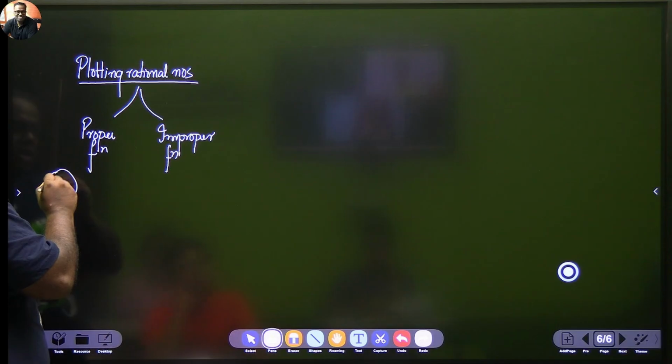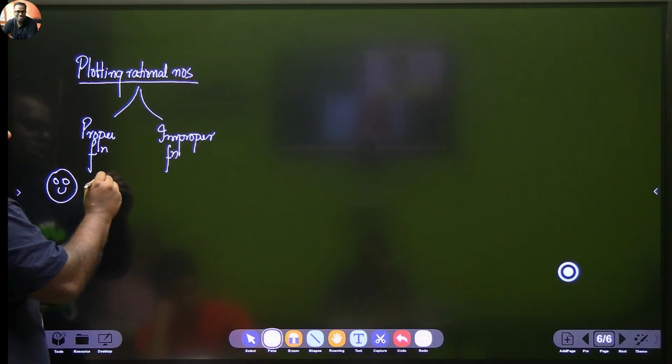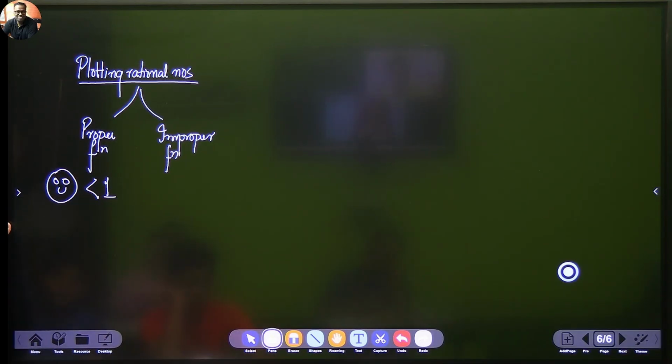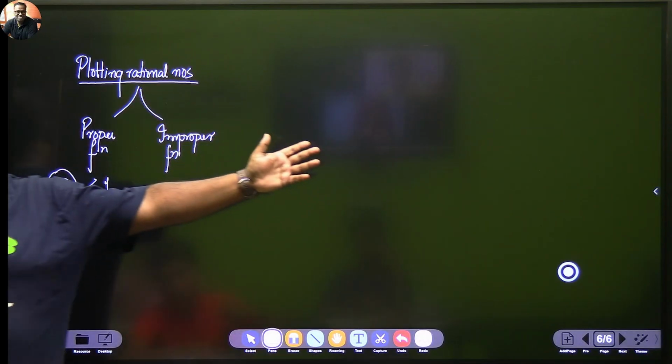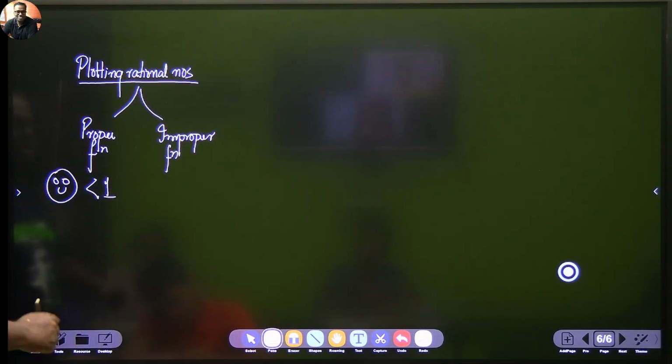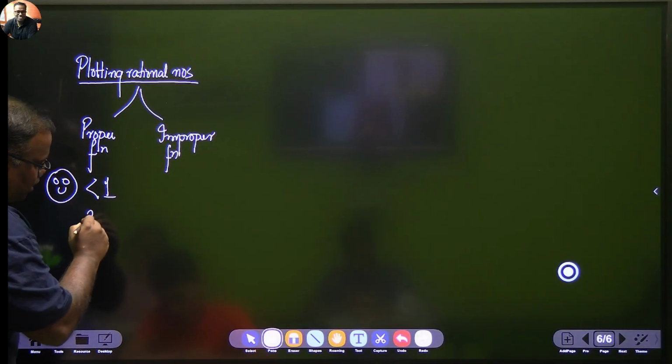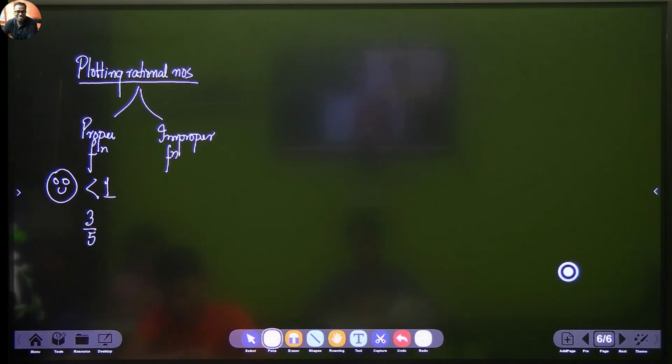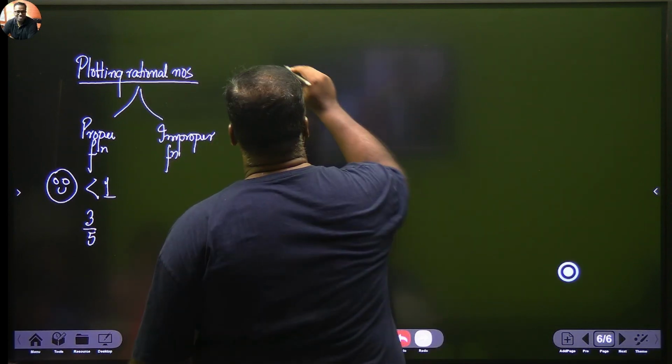We know that a proper fraction is always less than 1. That means in this case, our plots will be maximum up to 1, and we will divide the path till 1. So let's take a proper fraction, 3 by 5. Agreed? 3 by 5 is less than 1. So how do we plot 3 by 5?